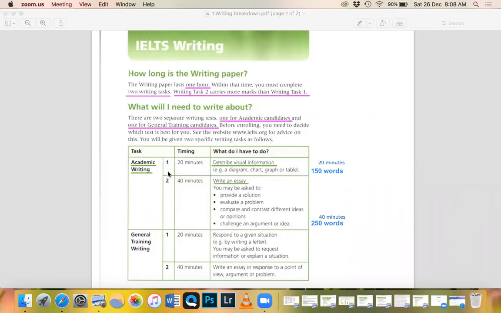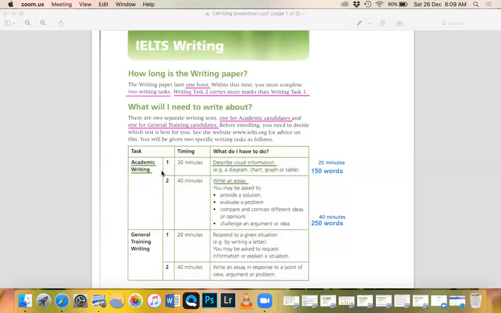So first, let's look at the academic test. For task 1, you need to describe visual information. So for this task, you'll get some kind of visual information. This will either be a diagram, you may get a chart or a graph or a table, or you could get a map. And whichever type of information you get, you need to describe the information, report on the data, and write a description of it. This is what we're going to be looking at in today's lesson. We're going to have a look at the different types of information and how to write about them.